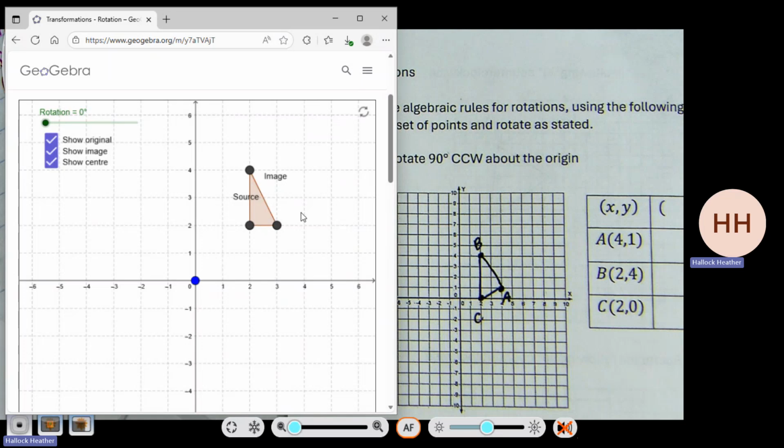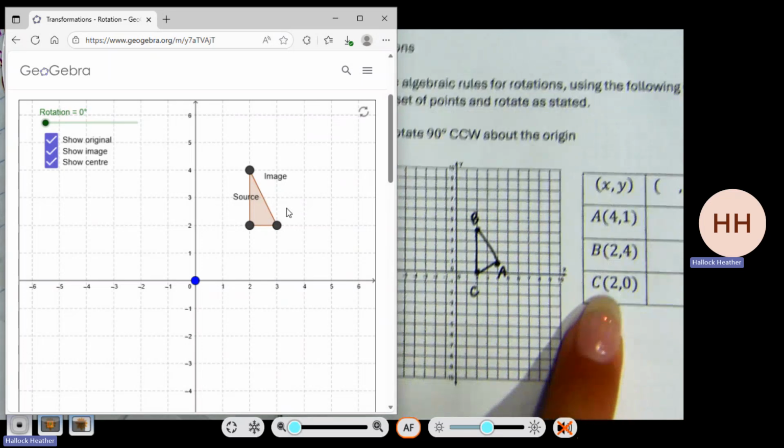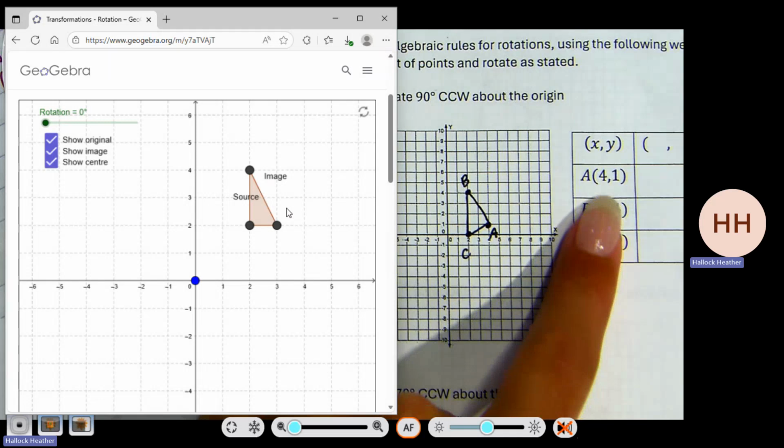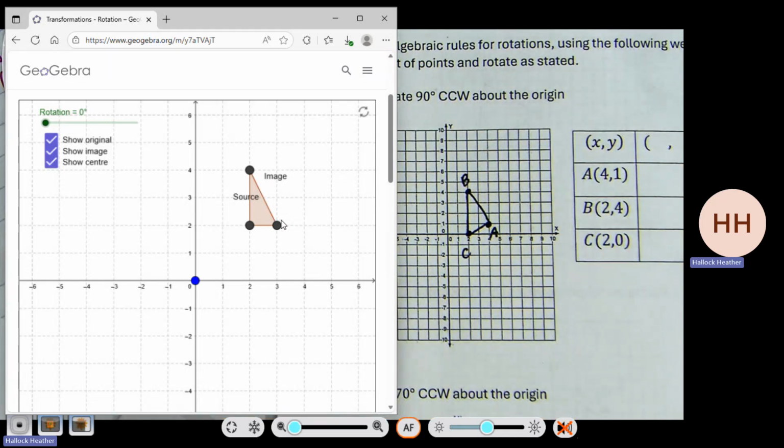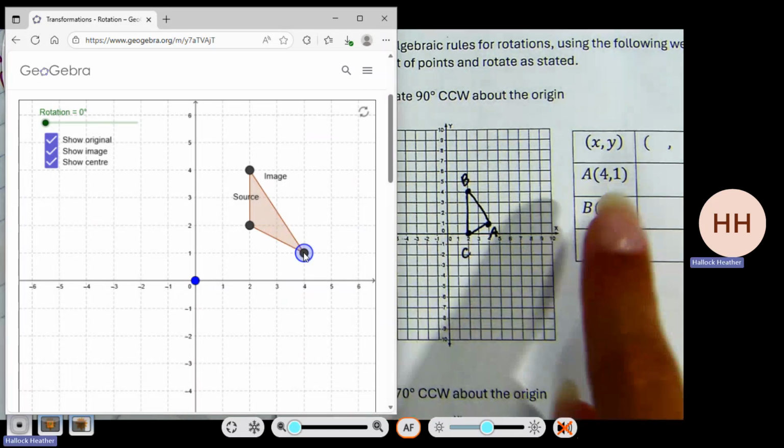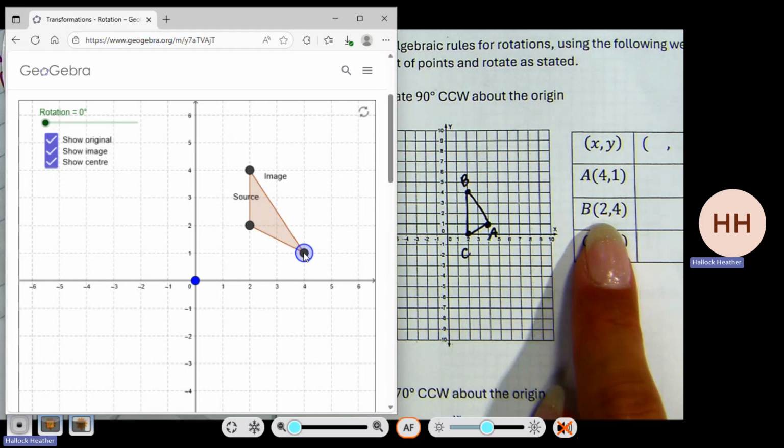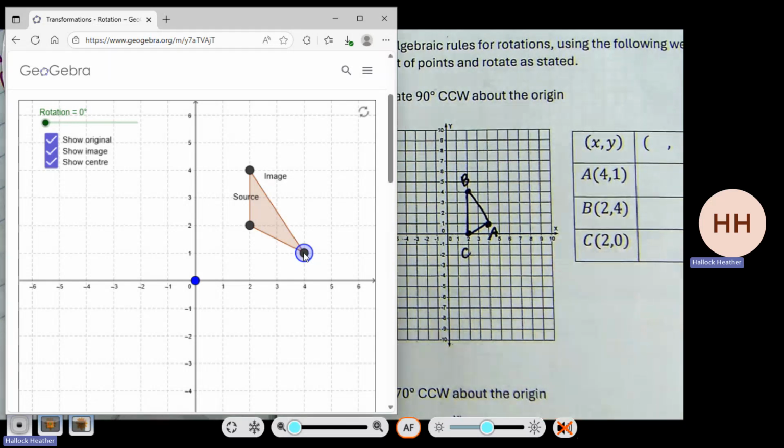So we are going to make our triangle that's on our online program look like the triangle that's for number 1. So we're going to drag each point and we're going to plot them in the proper spaces. So for one of the points, it's going to be at 4, 1. So drag one of your vertices to 4, 1. Oh, snap. We're going to drag the other one to 2, 4, which I think there's one already at 2, 4. There is. So the last one is at 2, 0. So we're going to drag it down to 2, 0. So it should look like the one on your graph.